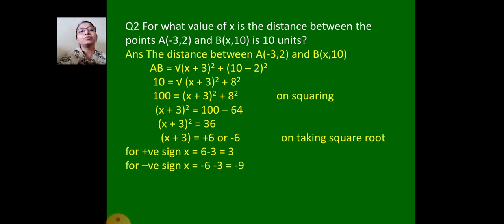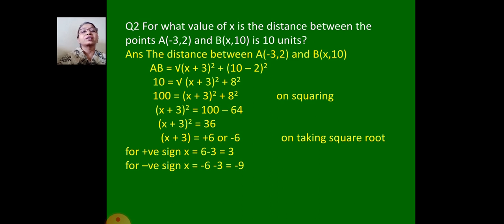Now to remove that square root sign, you need to square on both the sides. So on squaring, square of 10 is 100 is equal to, and square and square root cancel each other. So in the next step that root sign will go off and you will remain with (x plus 3) the whole square plus 8 square, right?